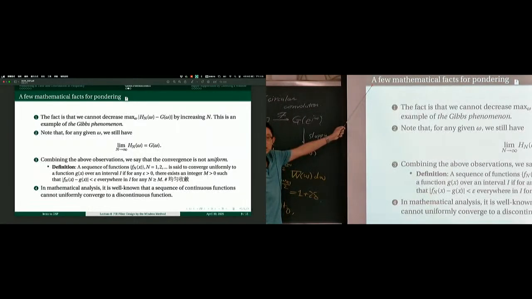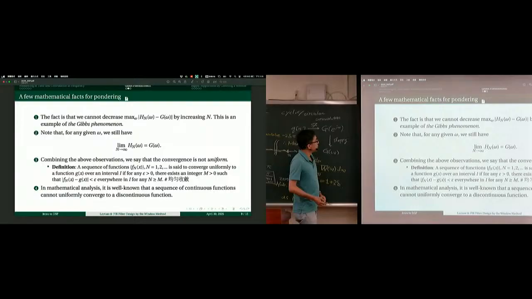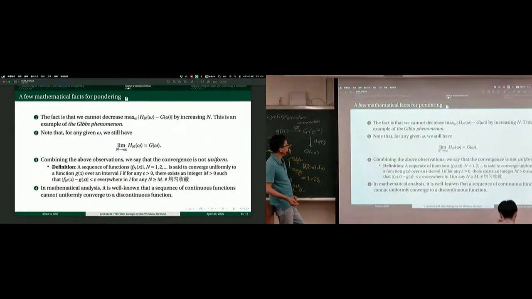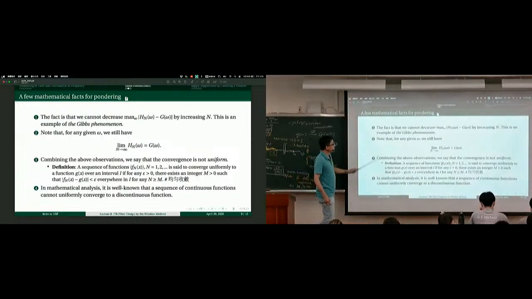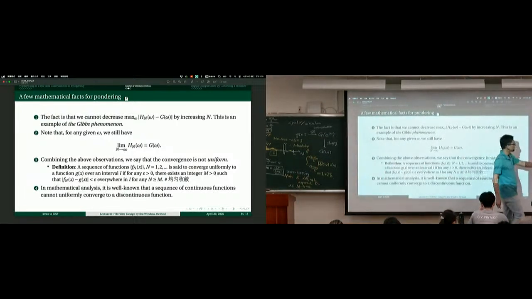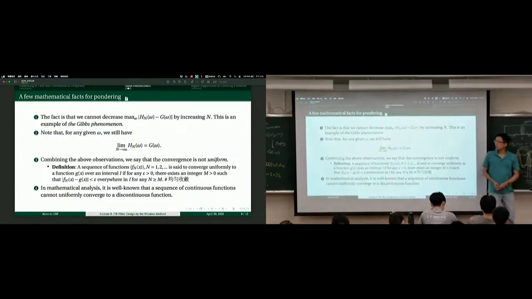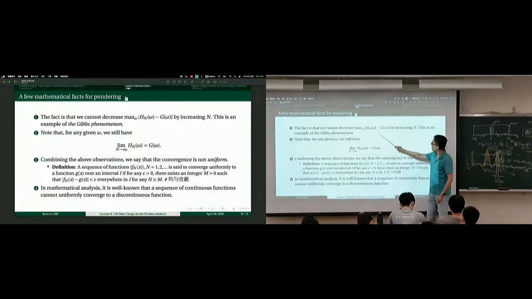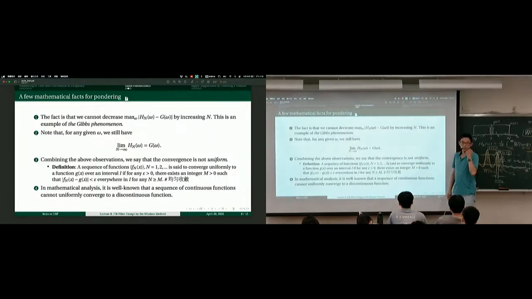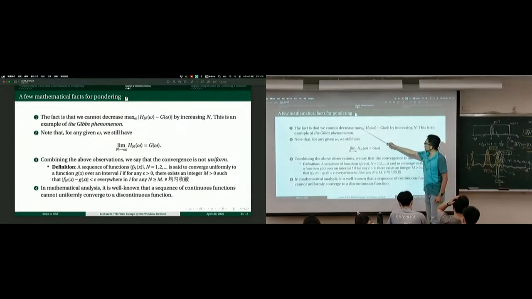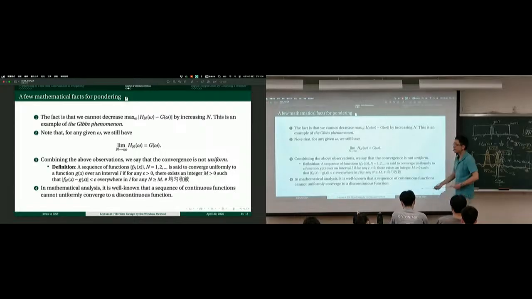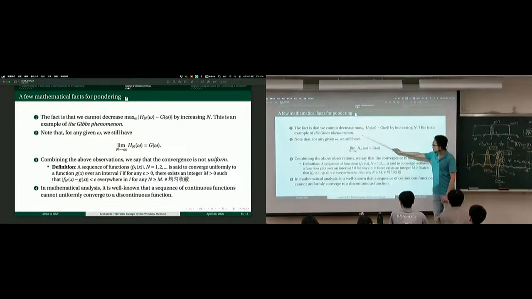So for pondering purposes, when I say that this overshoot is not going to be reduced, we say that the maximum approximation error, that's the overshoot, right? If we take the entire omega and consider the maximum approximation error between the ideal response and the result of our design, this maximum deviation we cannot decrease by increasing n. And this is called the Gibbs phenomenon.